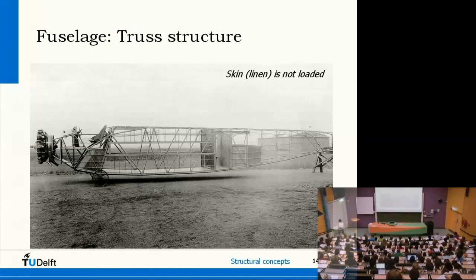This is the fuselage of the same Fokker 7 aircraft, and you see it is a fully truss structure. Truss means made of metal tubes, welded together. The skin, which is wrapped around it, the linen, did not have any load carrying capacity. It was just there for keeping the atmosphere out as much as possible, just for a little bit of comfort.